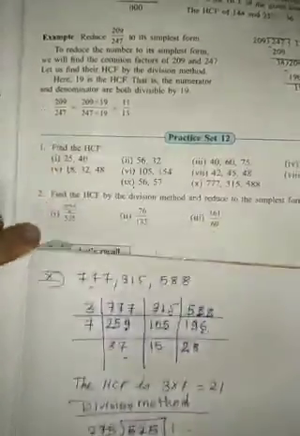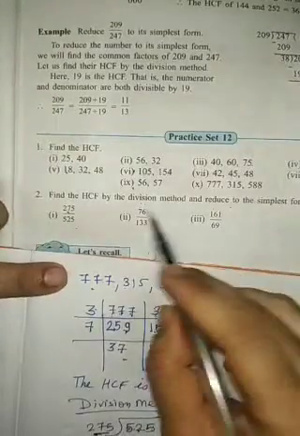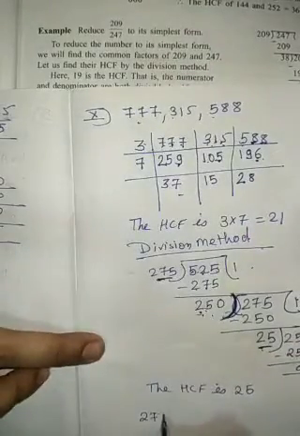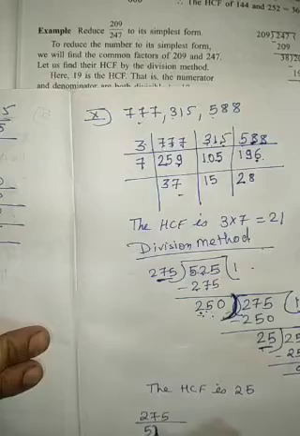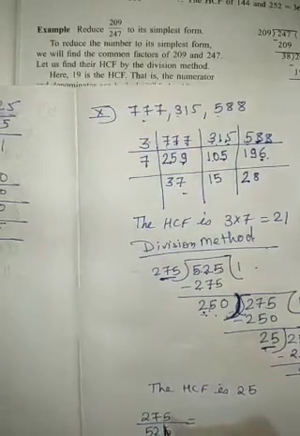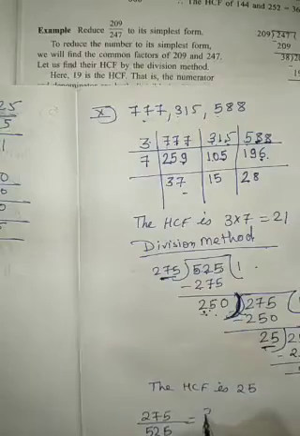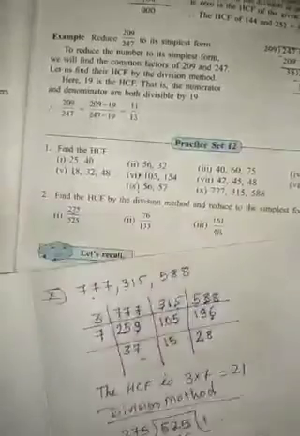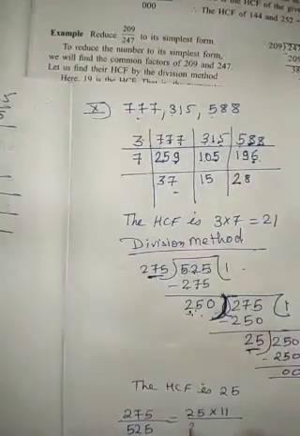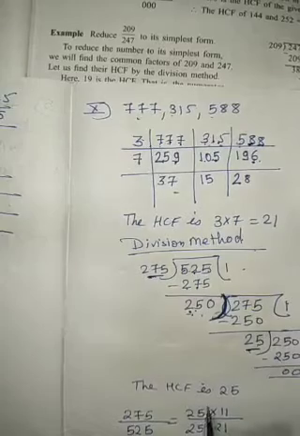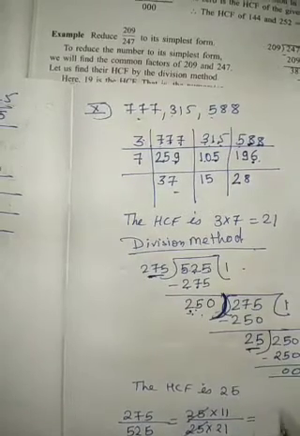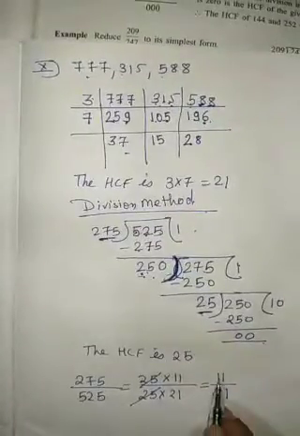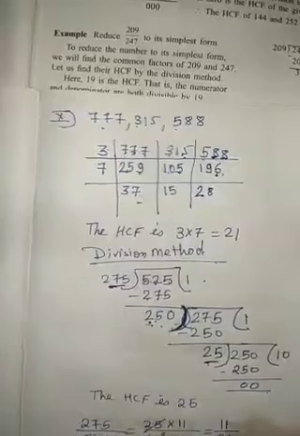Now in this sum, you have to find the reduced form. Then here you will write 275 upon 525. The factors of 275 are 25 into 11, and the factors of 525 are 25 into 21. Then 25 and 25 will get cancelled. Then here we will get the answer, that is 11 upon 21. Then this is the reduced form of the given numbers.